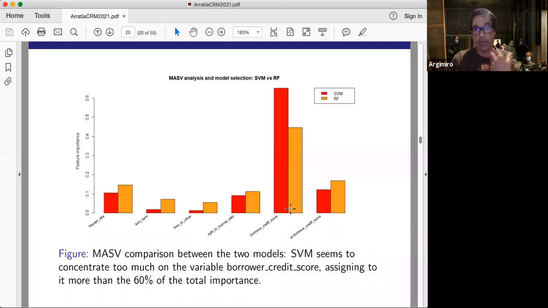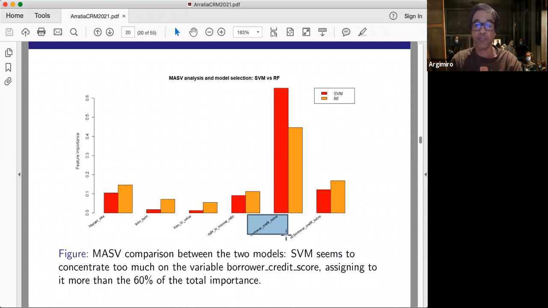So here is an explanation that you could give to the client. You say, well, your credit was not given because your borrower credit score, say, is the most important variable, and maybe it is low. And here's where you can play: if I were to increase my borrower credit score, at what level, how much should I increase it in order to be accepted? So you can do that kind of simulation.